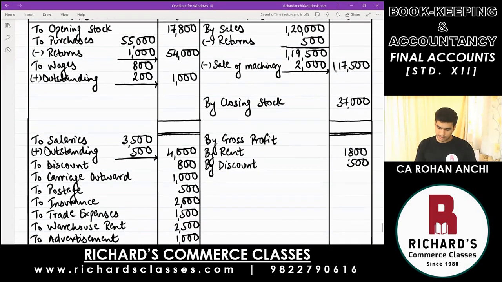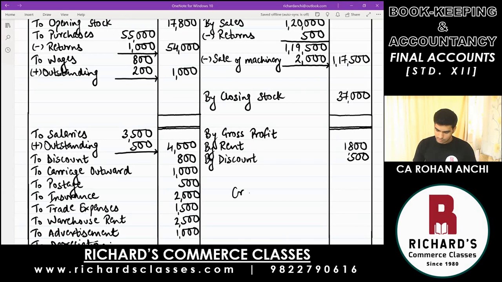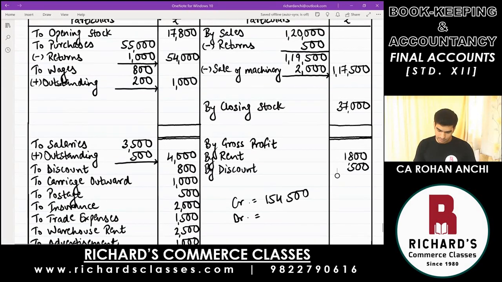So credit side total is 1,54,500. 1,54,500 credit side. What about debit side? 72,800. Check everyone. Are you getting the same totals? Yes, sir. Okay. So credit side is greater. Write that total on both sides. 1,54,500 also on the debit side. And debit side is less. That's where we write the balancing figure, gross profit.